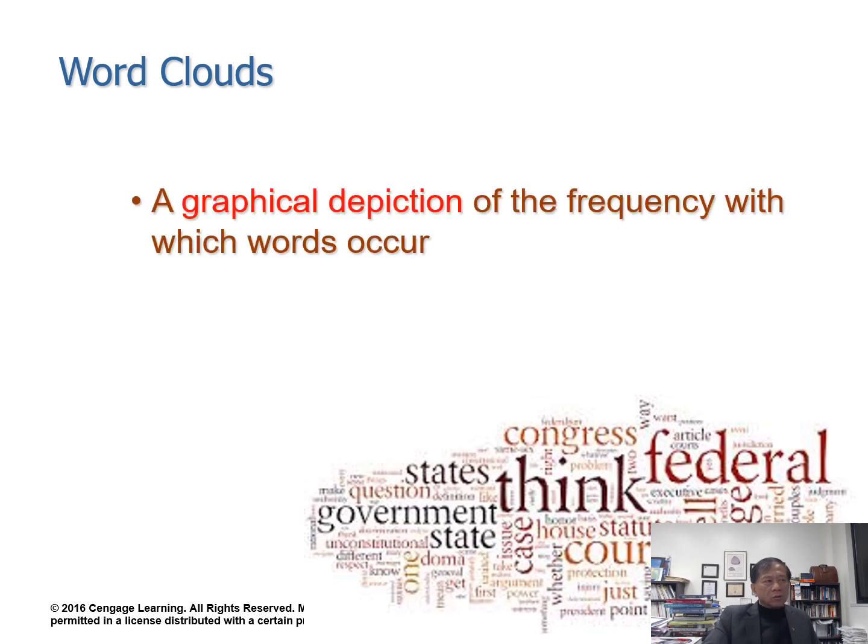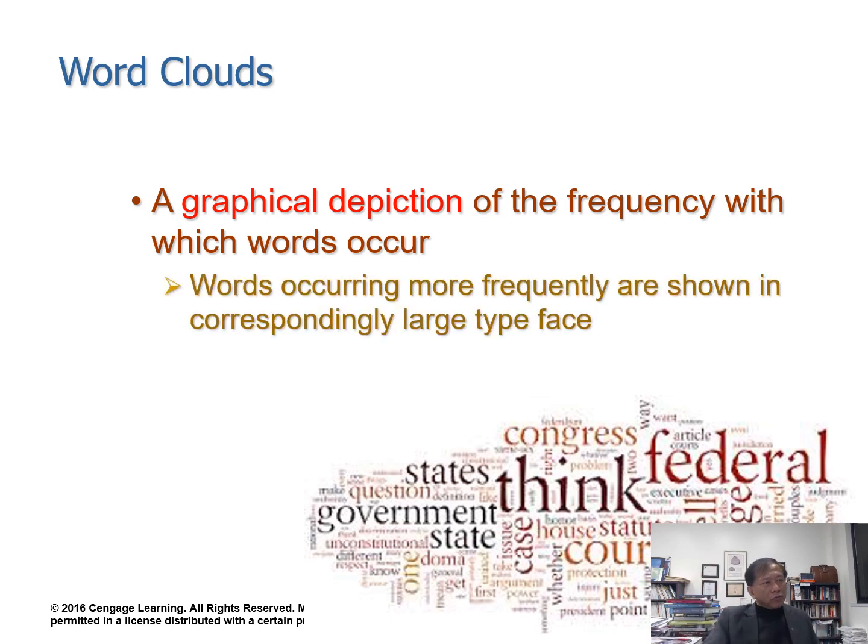Okay? So this word cloud is a graphical depiction of the frequency with which words occur. There is software you can use to just drop in a bunch of text, a passage or maybe a paragraph or a Word document. Okay? The words that appear most often will appear larger. Words occurring more frequently are shown in correspondingly larger typeface. You can easily identify it. This is also called a tag cloud. Okay? Word cloud, tag cloud.